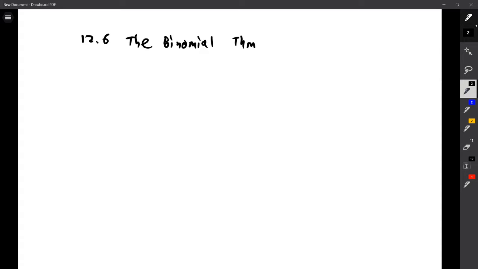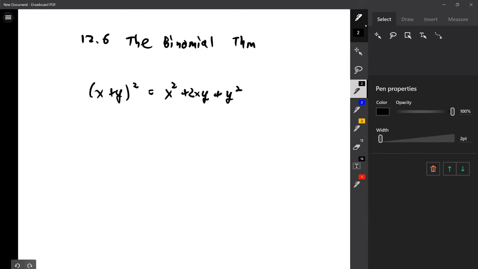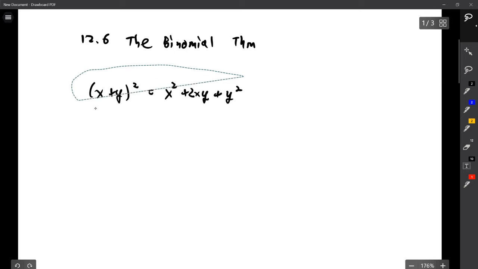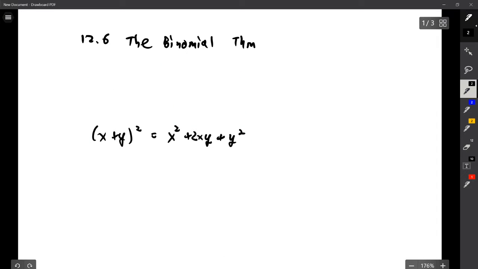All right, so let's just say we have something like x plus y squared. Well, we can expand that to x squared plus 2xy plus y squared. And I guess even if I take a step back, here, let me grab my little lasso selection tool. I'm going to scooch this down just a little bit to leave room for two things above it.